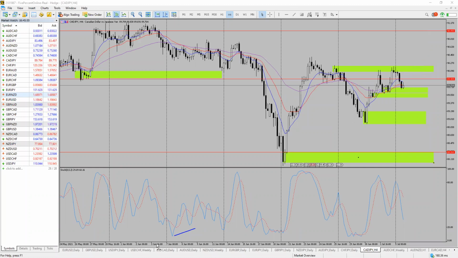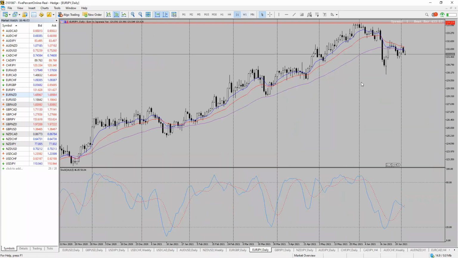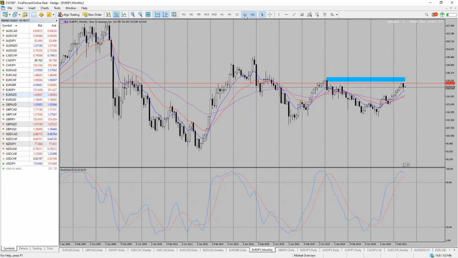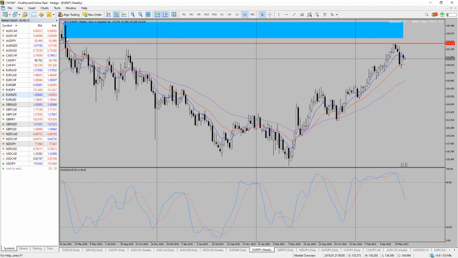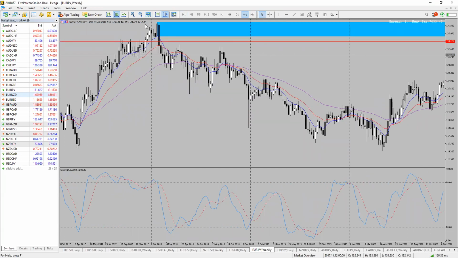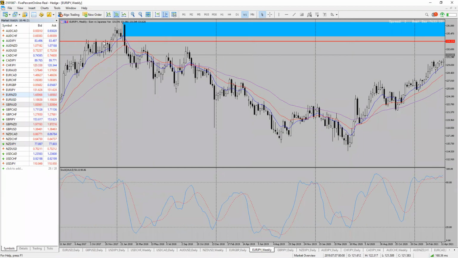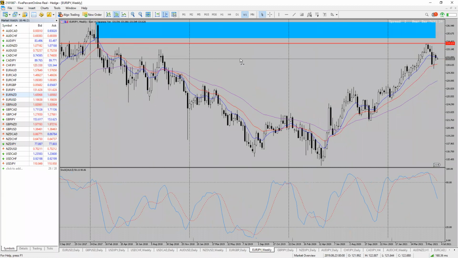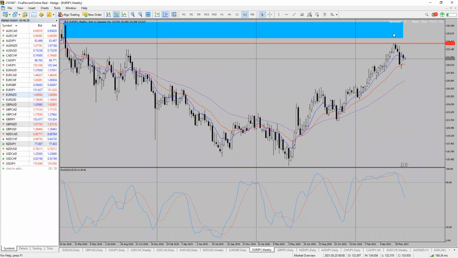Other than that, let's have a look at other pairs like the euro yen. So euro yen, again, very close to the monthly or weekly supply zone. It found resistance at the previous resistance area that was almost tested previously, but you can see this resistance here. This supply zone hasn't been tested yet. It could try to retest it.